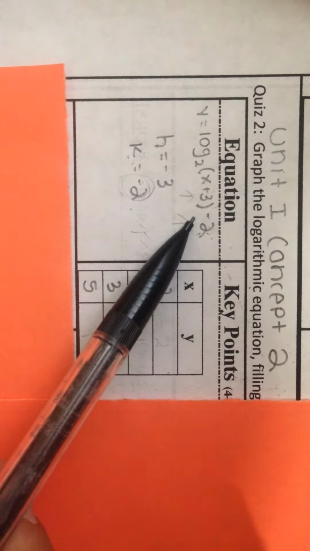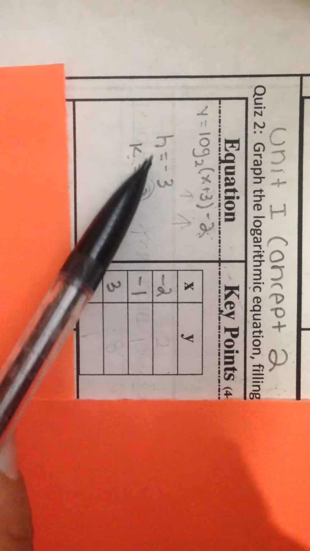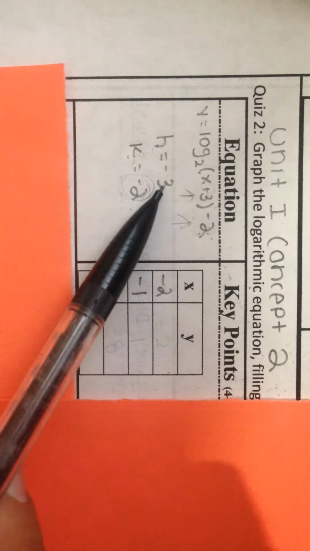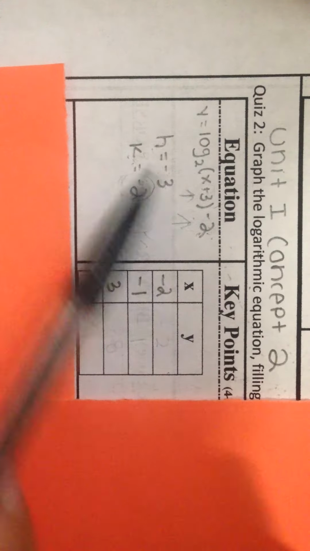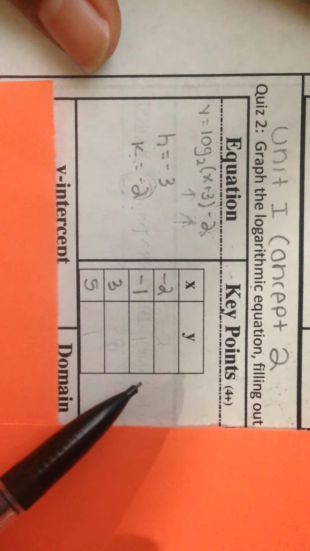In this equation, we're looking for the h and k values. The h value comes from this number, which would be -3. The k value comes from the last number, which would be -2. Knowing these values, we can move on to asymptotes. The key points we'll come back to later.